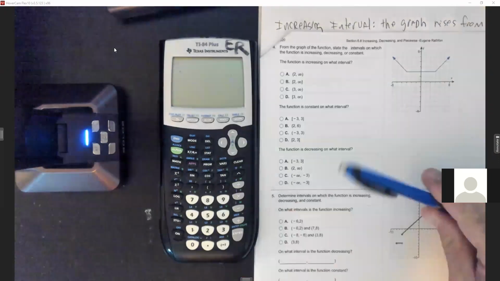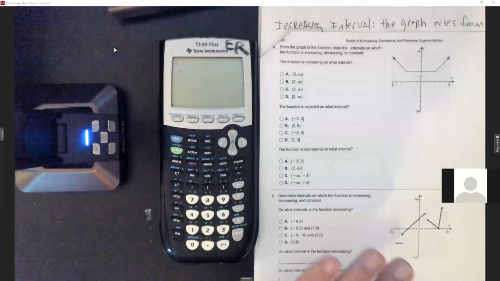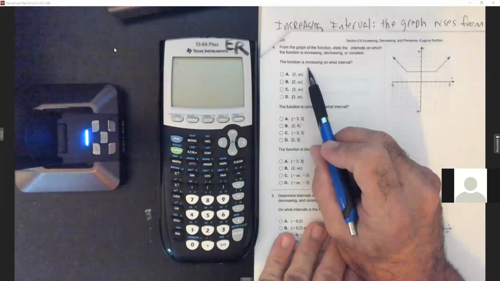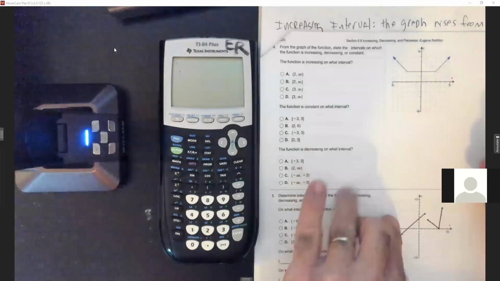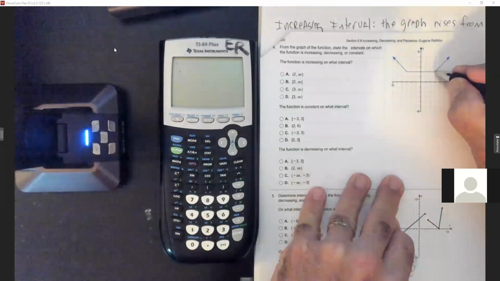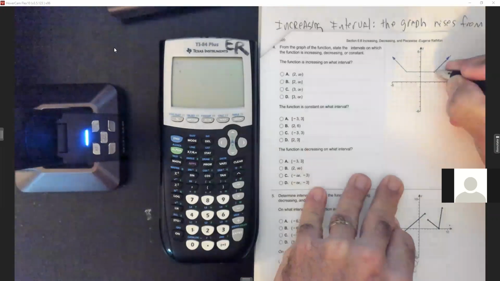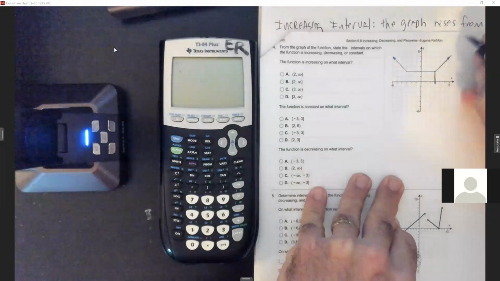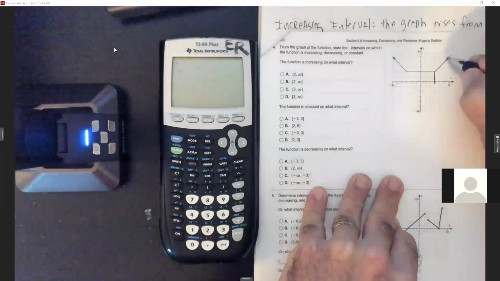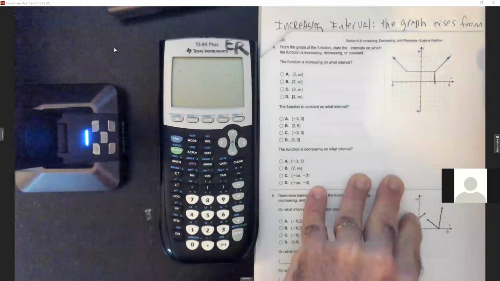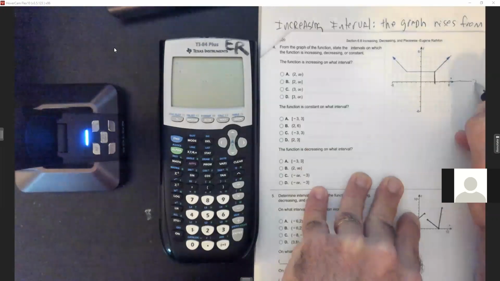So notice what they're going to ask you. They're going to ask you first, the function is increasing on what interval? So increasing is this part where it's going uphill. So what I'm worried about is that x value. And look at this, this arrow keeps going on and on and on, which means my x's are going to keep going and going to the right.